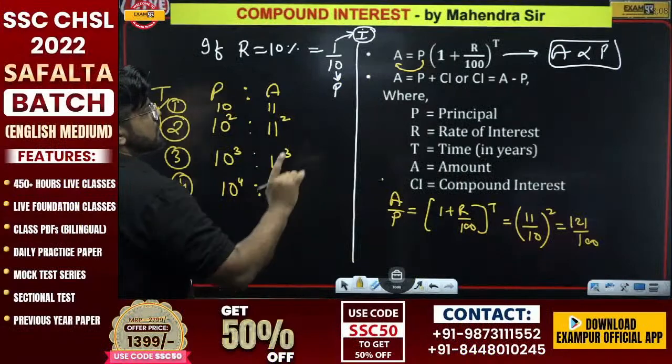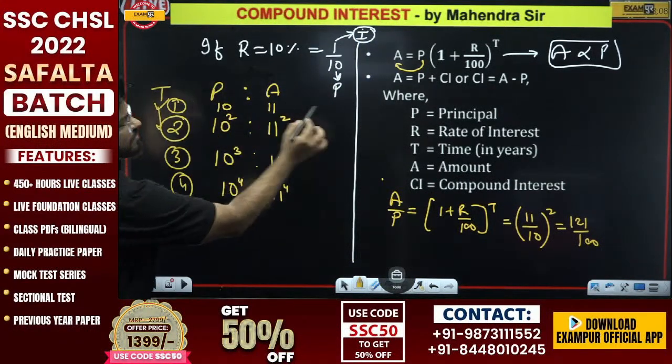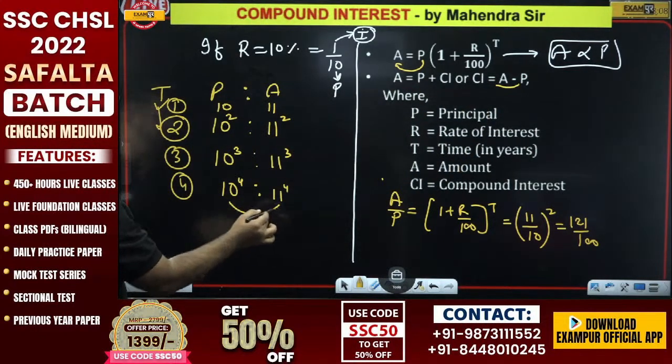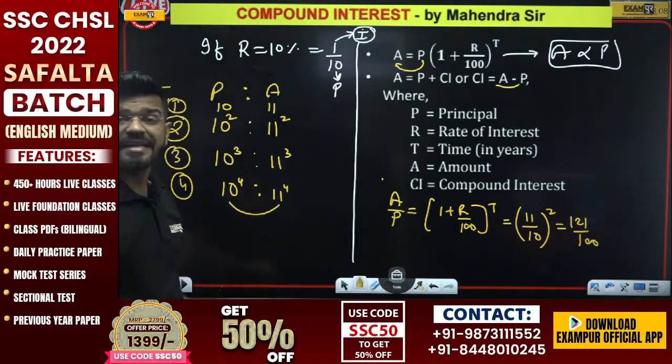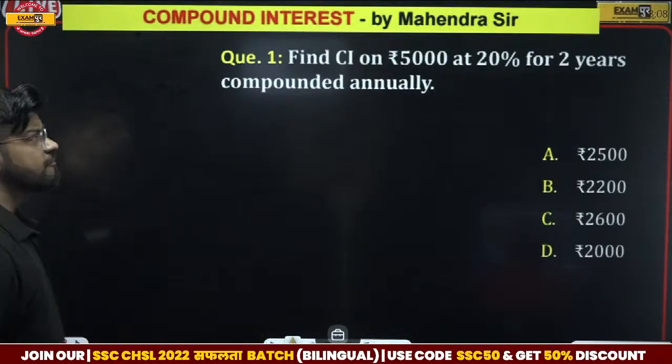Now this interest is nothing but the compound interest. We know that the difference between A and P is CI. So whenever we take the difference of these two, we will get compound interest. So let's move on to the questions. First question is there.